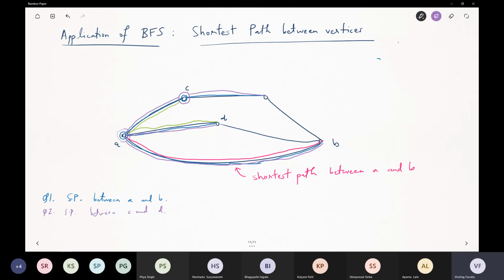So the BFS tree will always contain a path with the smallest possible length for any two vertices. It's not true with DFS. It is not true for depth first search. This is true for breadth first search only, for BFS. DFS is used for something else.